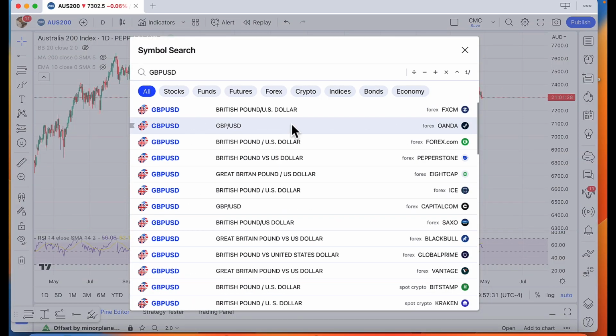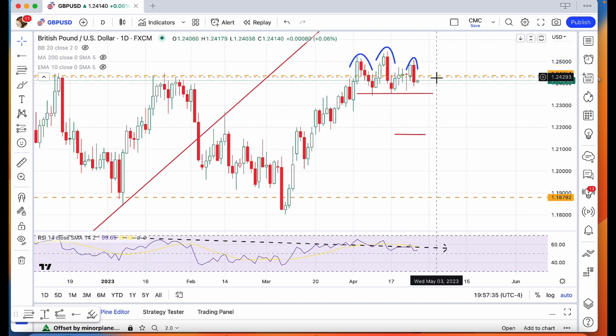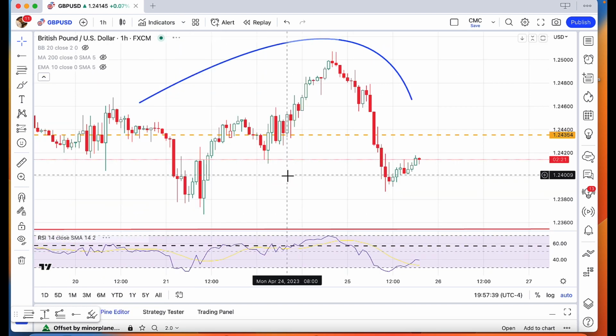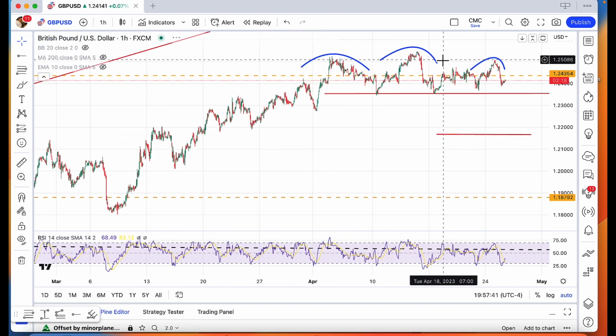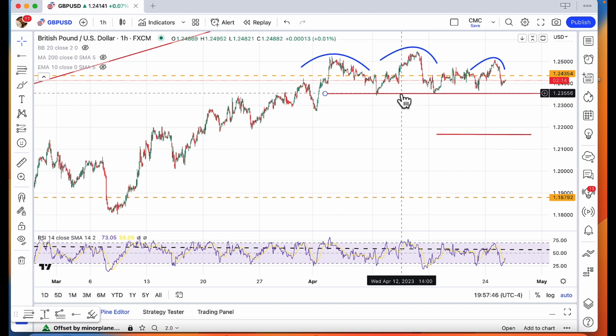The other thing that's worth taking a look at is the US dollar. And there's an interesting setup right now in the pound to the dollar. You can see that it looks like there's a little bit of a head and shoulders pattern forming on the daily chart. You can see it much more clearly when you look at it on the hourly chart. Here's your support level at 1.235.